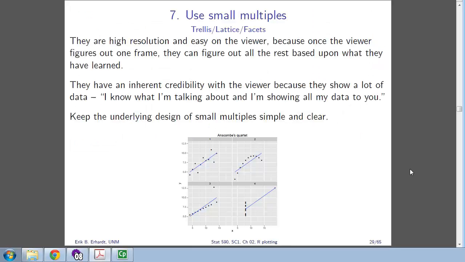Number 7, use small multiples. So we've seen this before. Small multiples go by other names: a trellis plot, a lattice plot. Facets is the name that ggplot uses.